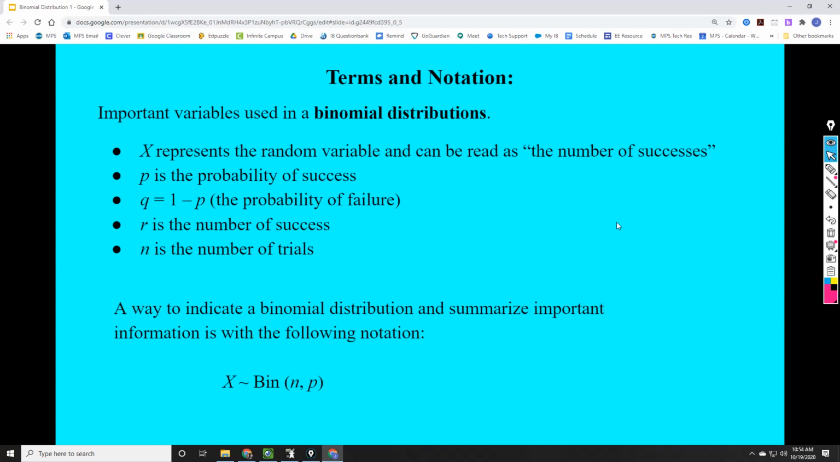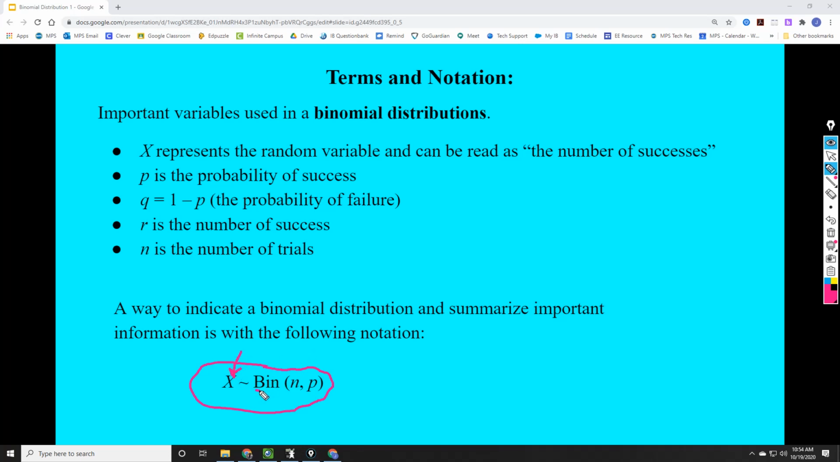Another way to indicate important information from a binomial distribution, or to summarize that important information, is to use something often referred to as bin notation. This right here is our bin notation, and it shows us that X, which is our number of successes, the thing we're talking about, is distributed as Bin(n, p).